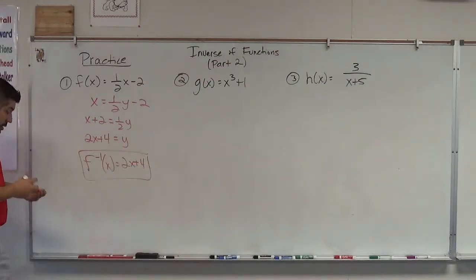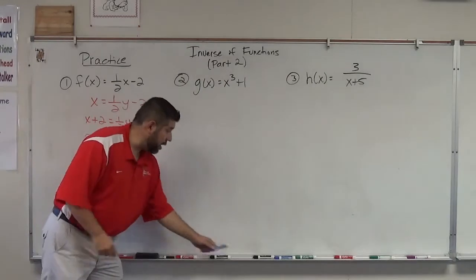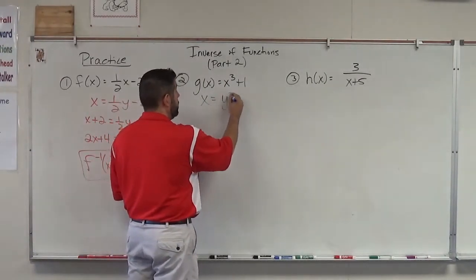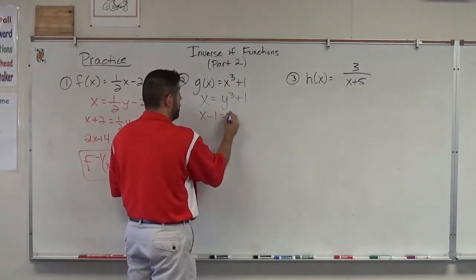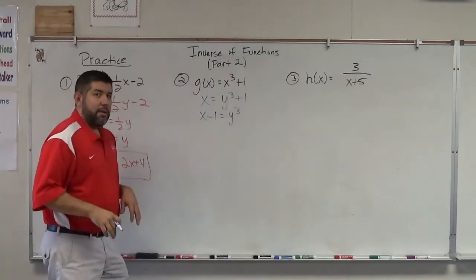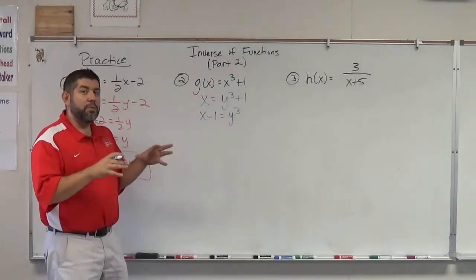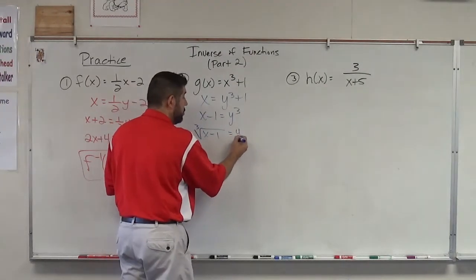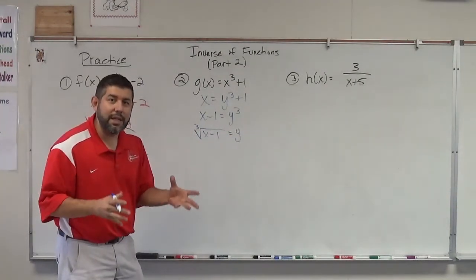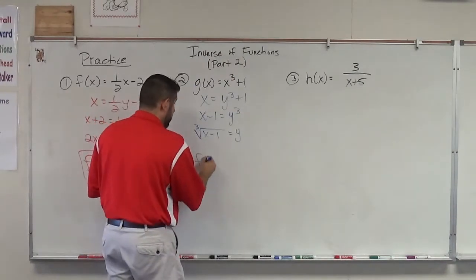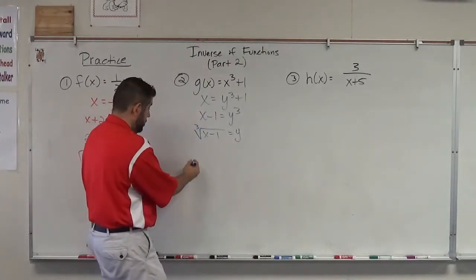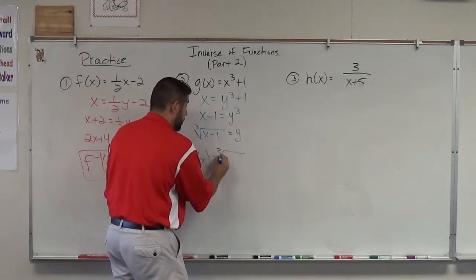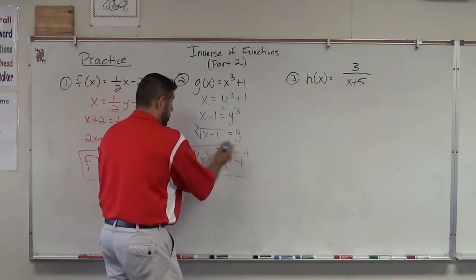All right, now let's take a look at the next one, shall we? We shall. Okay, so we're going to have x equals y cubed plus 1. x minus 1 equals y cubed. How do we solve for that y cubed? We take the cube root of both sides, okay? So the cube root of both sides. We do not have to do the plus or minus cube root because it's not an even power. All right, so we get g inverse of x is equal to the cube root of (x minus 1). All right, there we go.